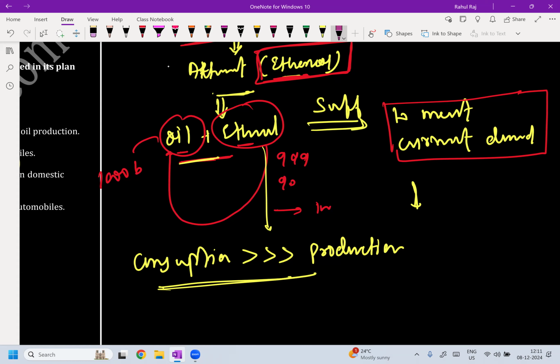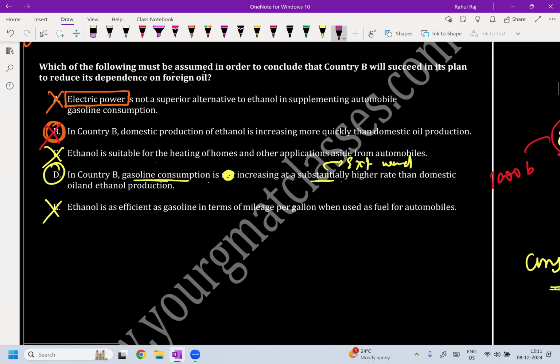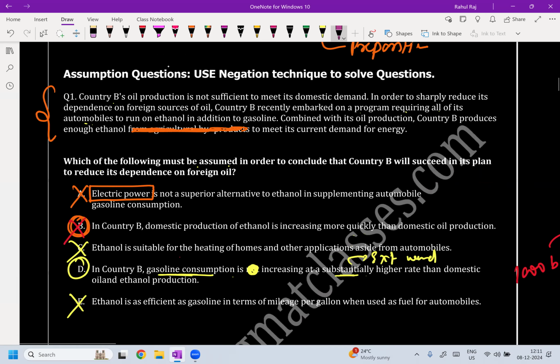But when I say consumption is increasing at a very substantial rate than the production, then how can you ensure that your conclusion will hold? Your conclusion does not hold now. When I say consumption is increasing at a very fast rate than production, then your conclusion will not hold. How is it sufficient to meet the current demand? You will have to ensure that you import the oil again. Am I right? So this is one statement which is 100% trying to challenge my answer if I negate it.